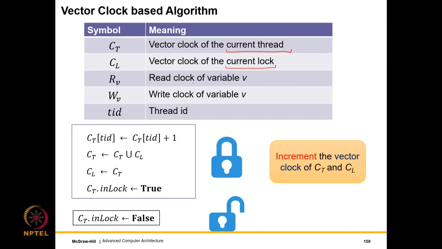RV is the read clock of a variable v, and WV is the write clock of variable v. So with every variable, we have two clocks, a read clock and a write clock. And TID is a thread ID.